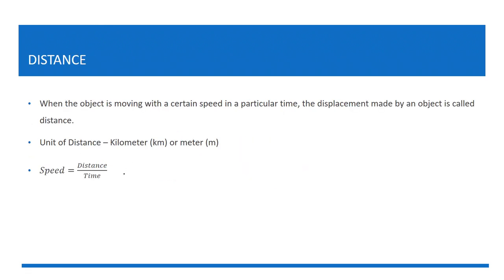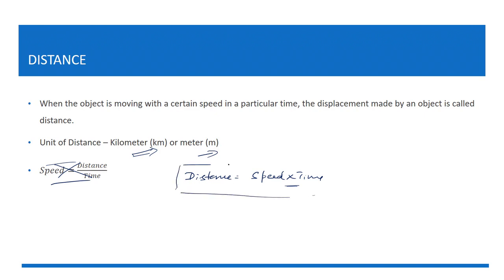Let us go with the distance. In the case of distance, the formula they have written here is wrong. Let me explain that. When an object is moving with a certain speed in a particular time, the displacement made by the object is called distance. The unit of distance is kilometer or meter. The formula for it is distance is equal to speed into time.